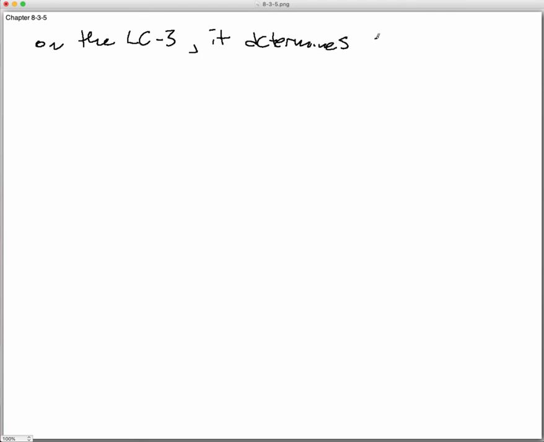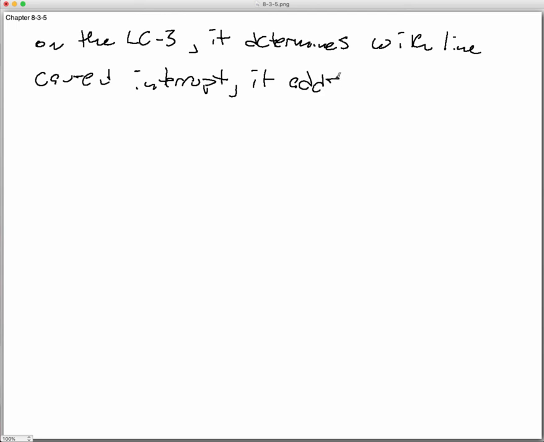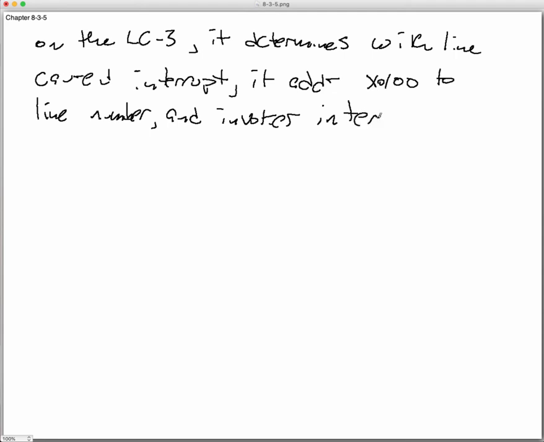it determines which line caused the interrupt, it adds hex 0100 to the line number, and invokes the appropriate interrupt routine. Well, first of all, I want you to remember something here.